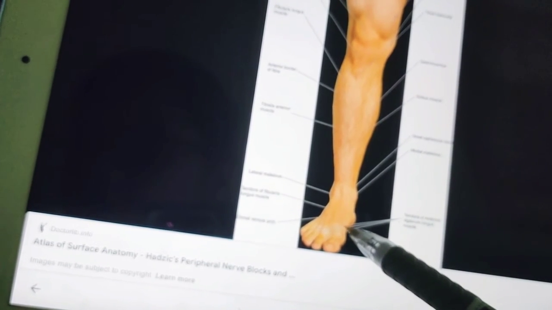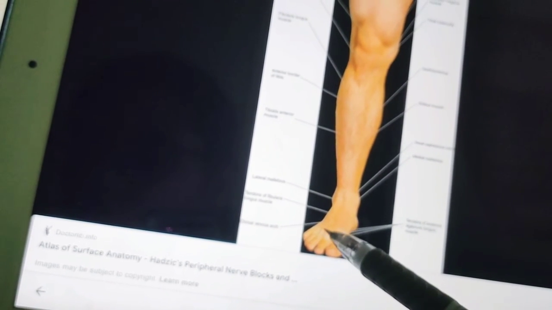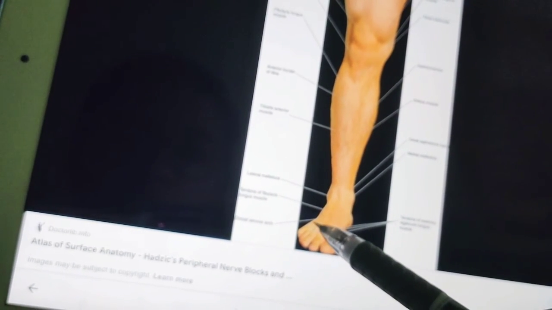head of talus. Next, coming to the tuberosity of the base of the fifth metatarsal bone. Of course, fifth one means little finger, right? So the tuberosity of the base of the fifth metatarsal bone is the most prominent landmark on the lateral border of the foot. It lies midway between the point of the heel and the root of the little toe. Okay, so in the middle you can feel that.